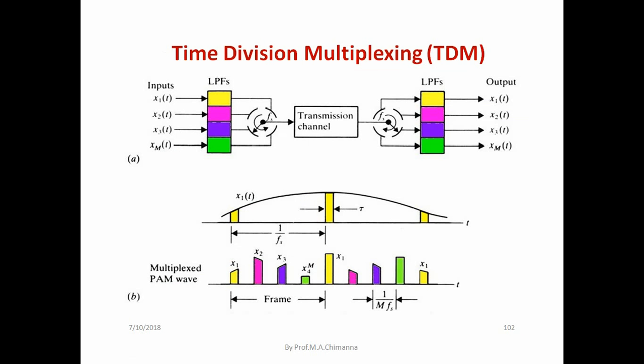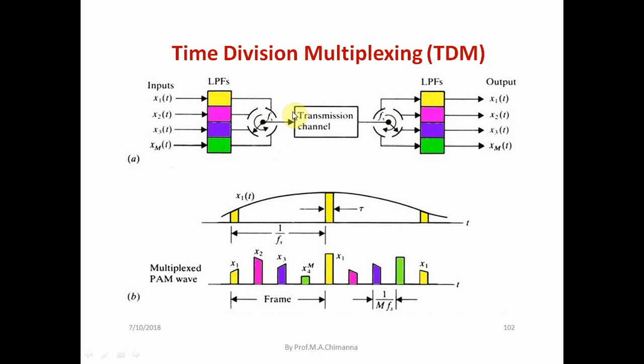In the case of the time division multiplexing system, there are input messages x1(t), x2(t), x3(t) up to xm(t), which are applied through low pass filters. Previously we saw the block diagram, and here the process is actually happening. The first data comes here and is applied on the channel, the decommutator separates it out, and it is applied on the low pass filter to get the output, that is x1(t). Similarly for x2(t), x3(t), xm(t).